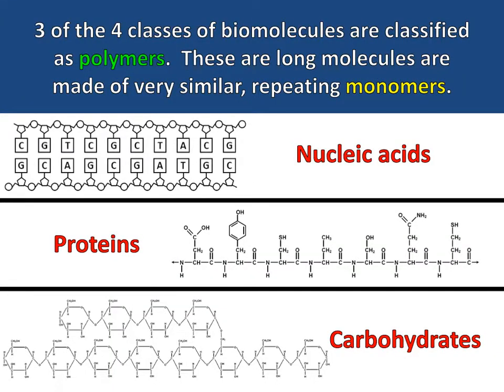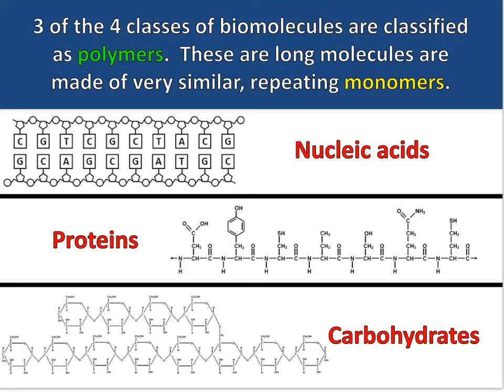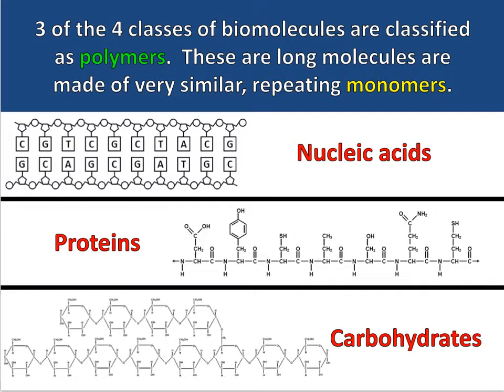Three out of the 4 classes of biomolecules are classified as polymers. That's a really important vocab word. Okay, polymers. Polymer, question 3, what is a polymer? You need to know that a polymer is a long molecule that are made of very similar, repeating monomers. So there is a word missing here. You want to add the word at that.